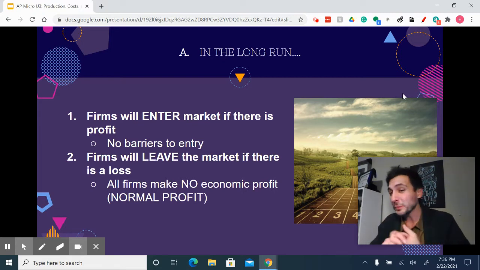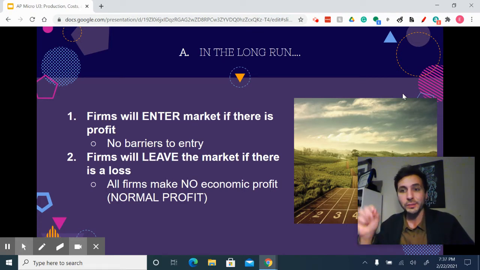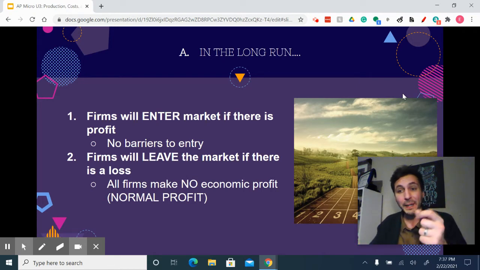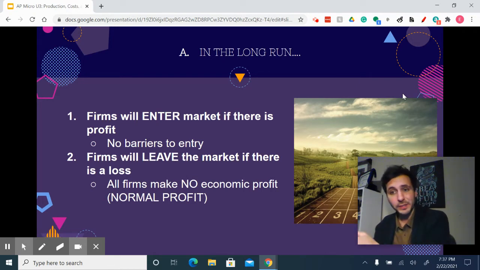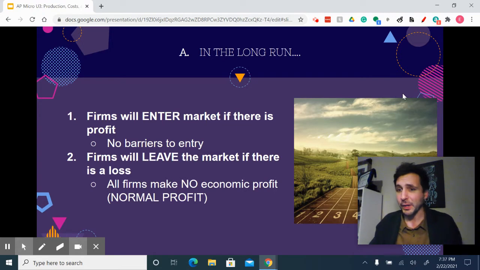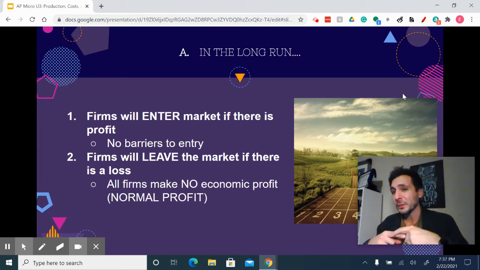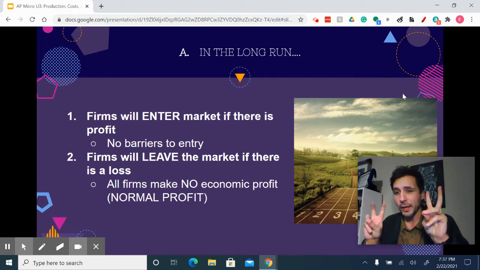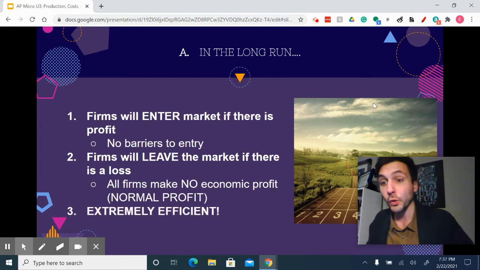Now, remember, just because there's zero economic profit doesn't mean that firms are losing money or making $0. There's still a positive accounting profit. Remember, economic profit is total revenue minus explicit minus implicit costs. Accounting profit is just total revenue minus explicit costs. It doesn't take into account opportunity costs. So when economic profit is zero, that means my accounting profit is positive. That's why we call it a normal profit. So in the long run, we'll be at a normal profit.